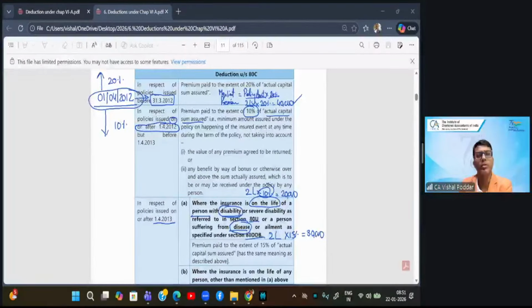So from that year onwards, you are not treated as disabled or as a person suffering from disease. Thereafter, the limit will become 10%. It is like this, simple. So you have to prove that you are fitting in that.